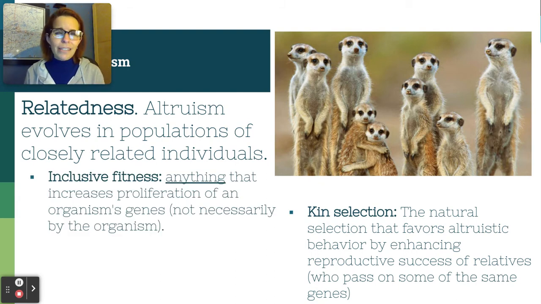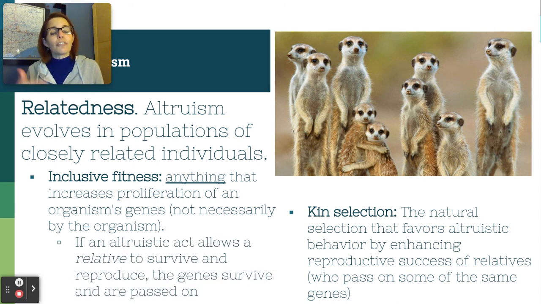So there's this crazy concept, this genetics and evolution concept called inclusive fitness. Anything that increases proliferation of an organism's genes, not necessarily by the organism, is going to increase their fitness. So if an altruistic act allows a relative to survive and reproduce, then that individual's genes survive and are passed down because they're related. They have the same genes.